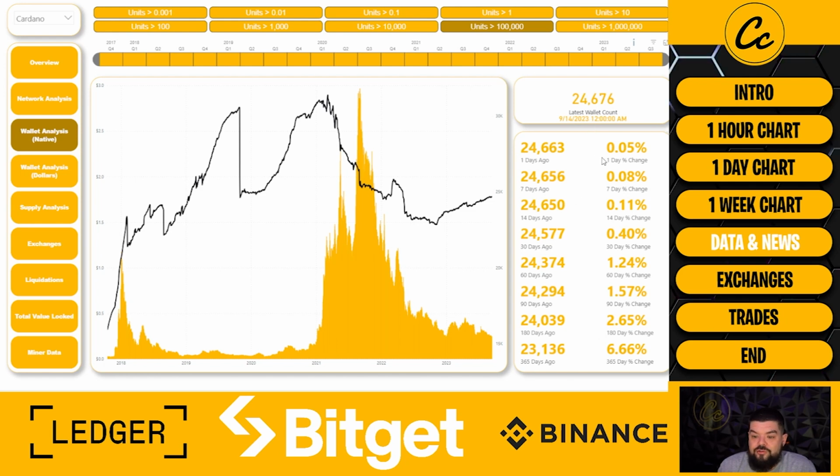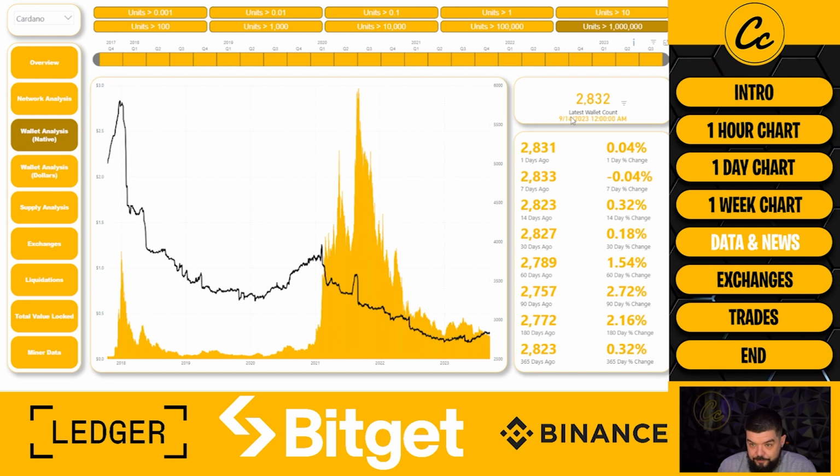Wallets holding over 100,000 ADA, where again we do continue to see these guys holding over 100,000 ADA. There are now over 24,600 wallets holding this vast amount of ADA tokens. There's also 2,832 wallets holding over 1 million ADA tokens. I do apologise. Fantastic to see also, we do see these continuing to grow.